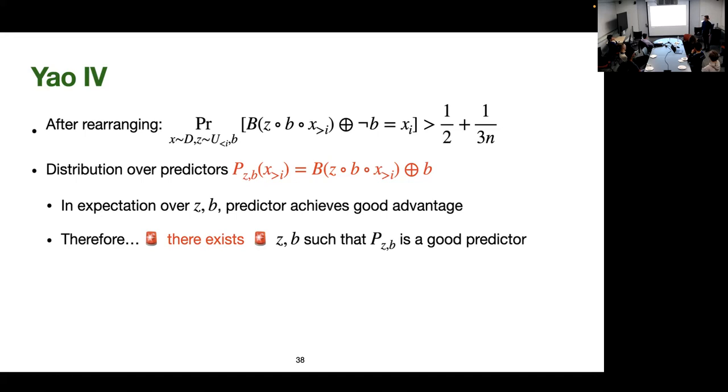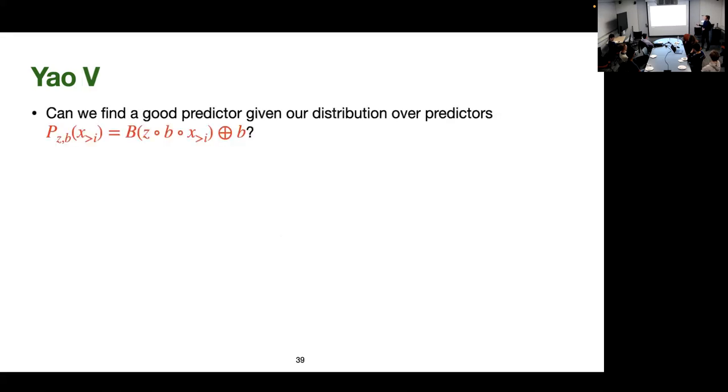The nice thing about i is there are only n choices, and so you can try all of them. And there are only 2 choices for b. The actual problem is z here. Frankly, I could have just said there exists z such that p sub z is a good predictor.